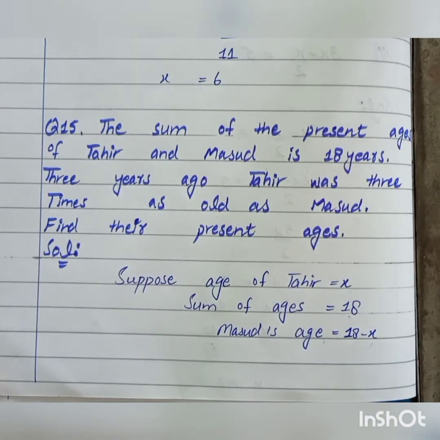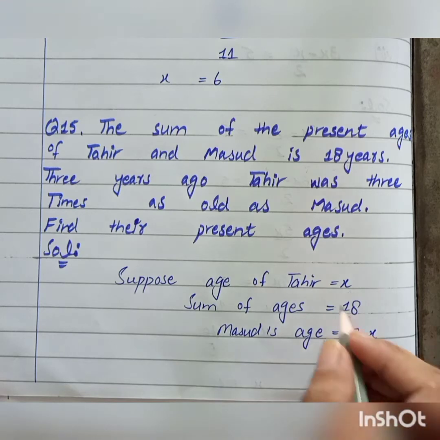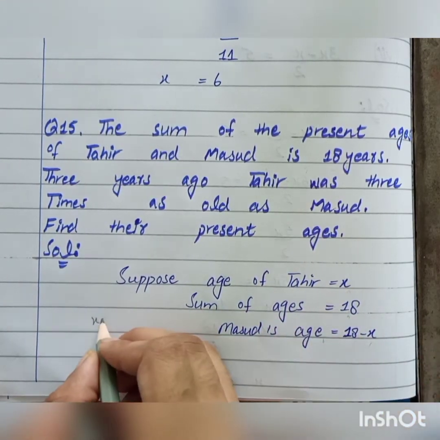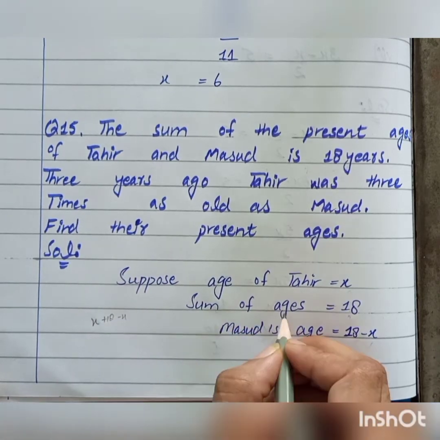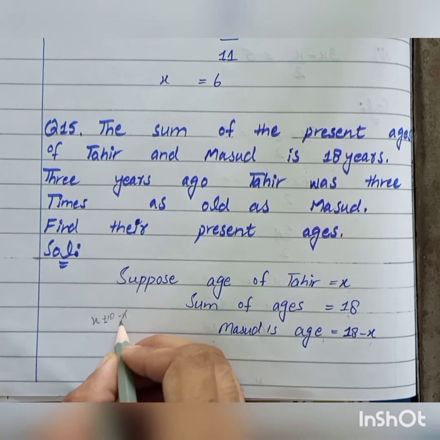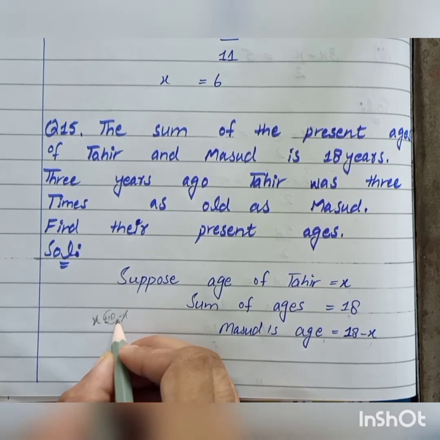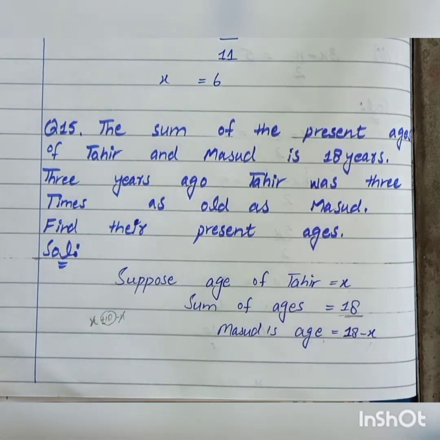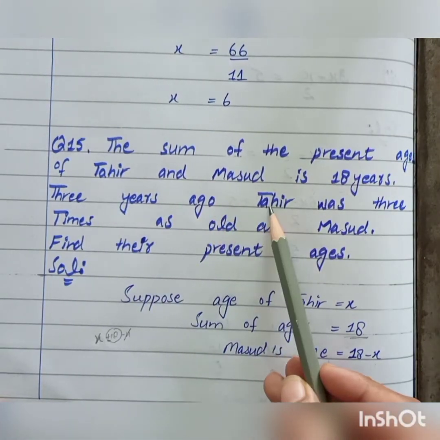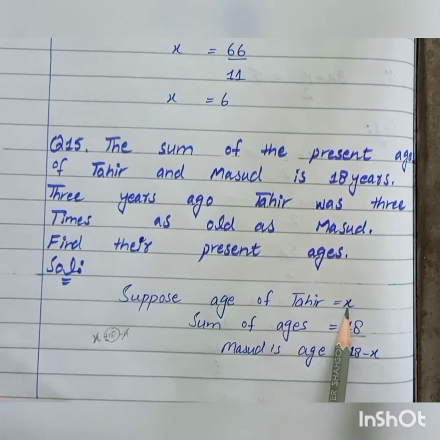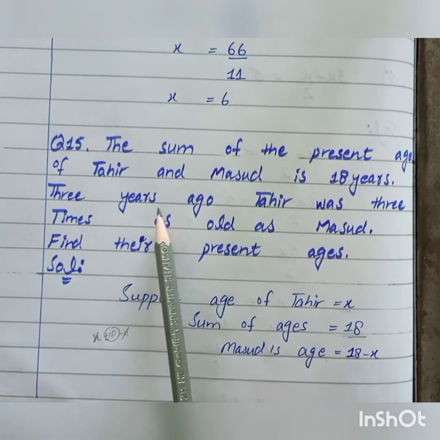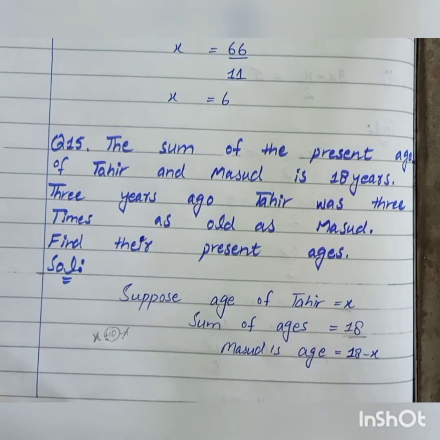So when we calculate the ages of Tahir and Masood, the Tahir age is x and Masood age is 18 minus x. Sum of ages means Tahir and Masood ages are going to be added. Minus x and plus x cancel out, so sum of ages is equal to 18. Next statement is 3 years ago. 3 years ago means whatever total value, total age x you have, you will minus 3 years from it. So x minus 3.